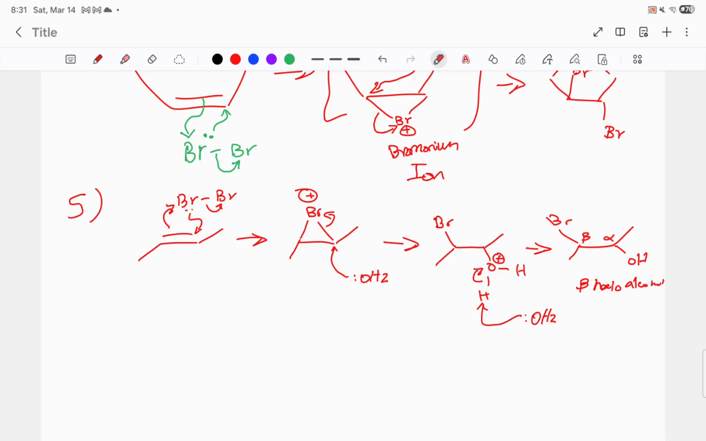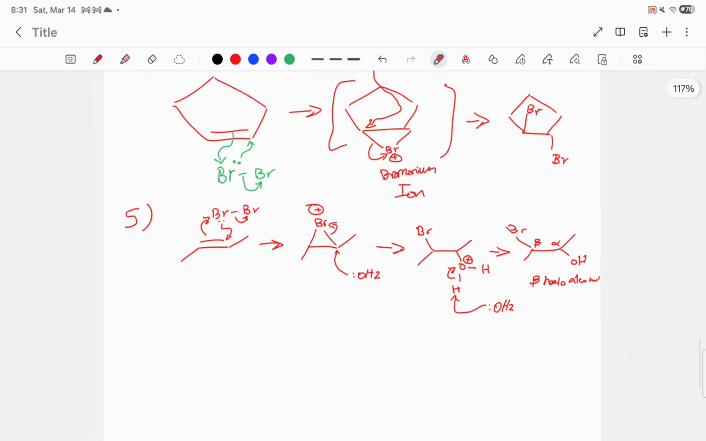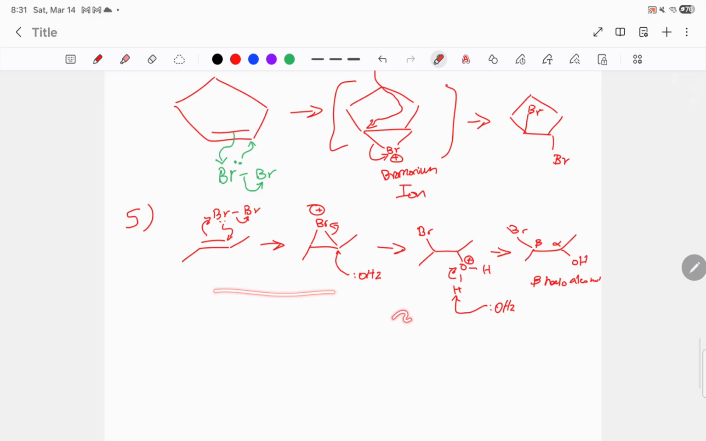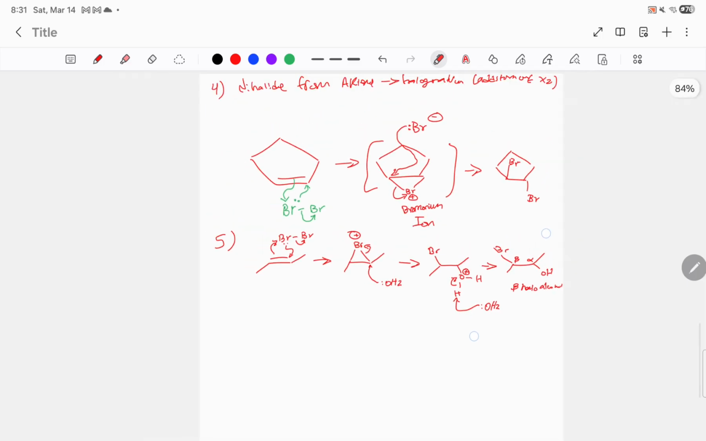Now, of course, the nucleophile will have to attack anti to the halonium ion because, again, there is steric crowding, and it has to do a backside attack because of the orbitals. But again, you don't have to worry about this. It is a three-step mechanism, right? The halonium ion formation, nucleophilic attack by the water, and deprotonation. Okay, so amazing.